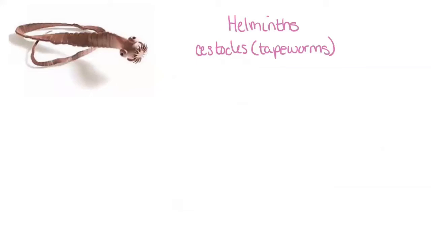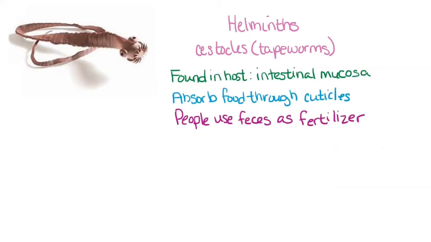Helminths, cestodes, better known as tapeworms. They are found in the host, specifically the intestinal mucosa. Even though they are attached to the intestine of the host, that doesn't mean that they feed off of the host, but what they do is absorb food through the cuticle.